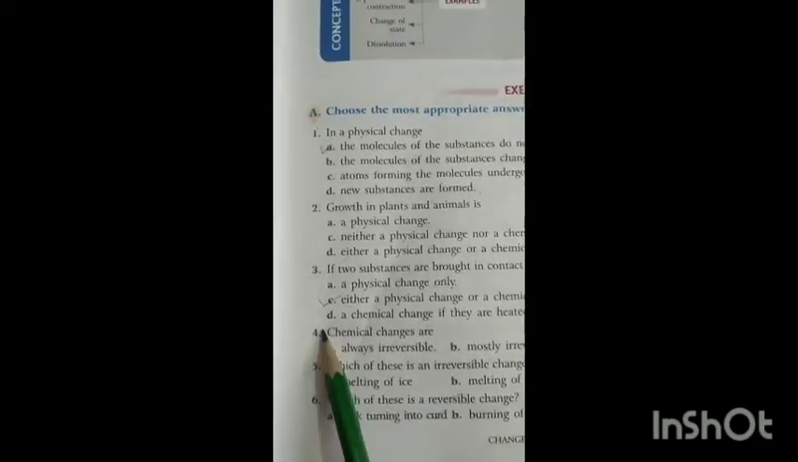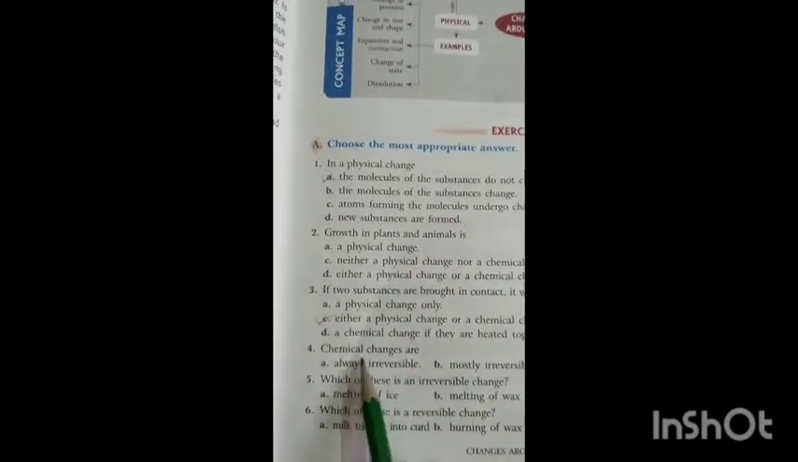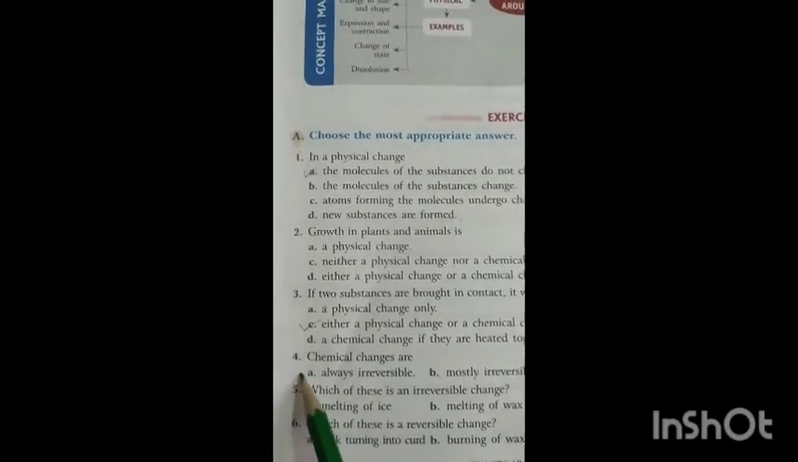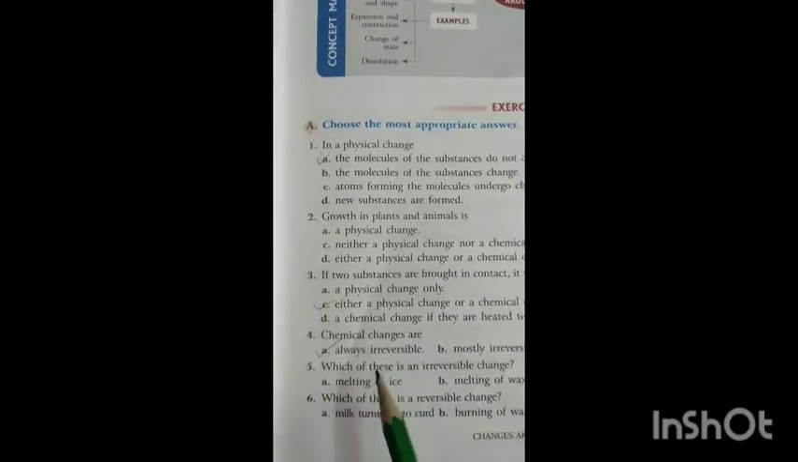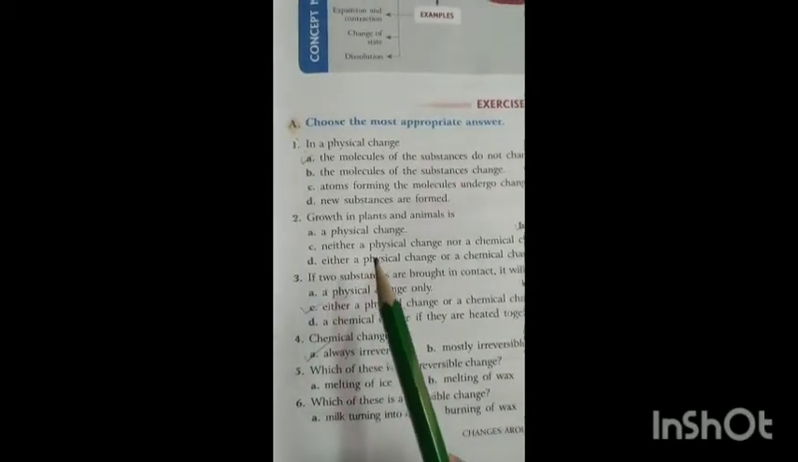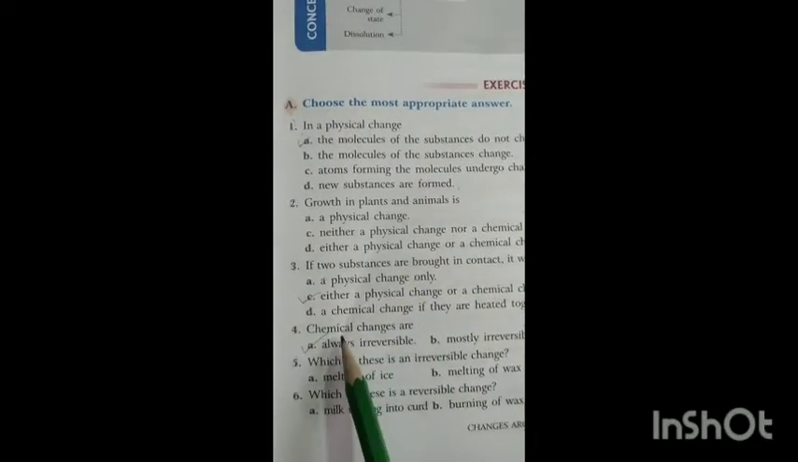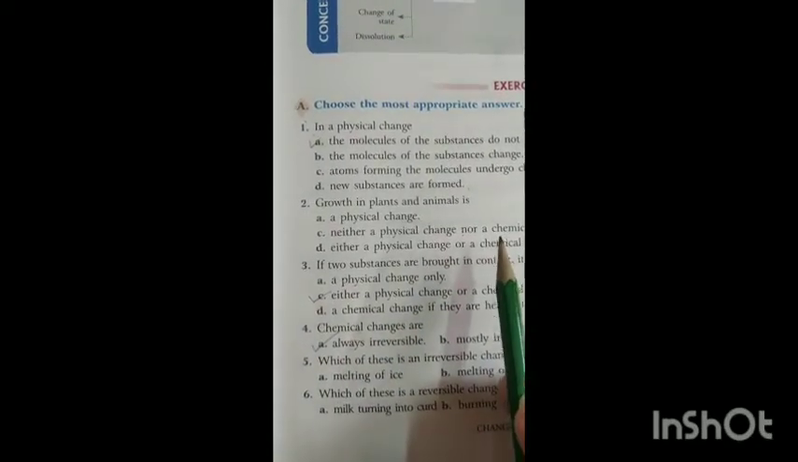What does question 4 say? Question 4 is, chemical changes are. Now you have to tell what chemical changes are. Are they always irreversible? Mostly irreversible? Always reversible or mostly reversible? So chemical changes are those which cannot be reversed, right? So always irreversible. A chemical reaction always results in forming new substances with different molecules. So it is not easy to get back the original substance. Once it is destroyed, it is destroyed permanently, right?